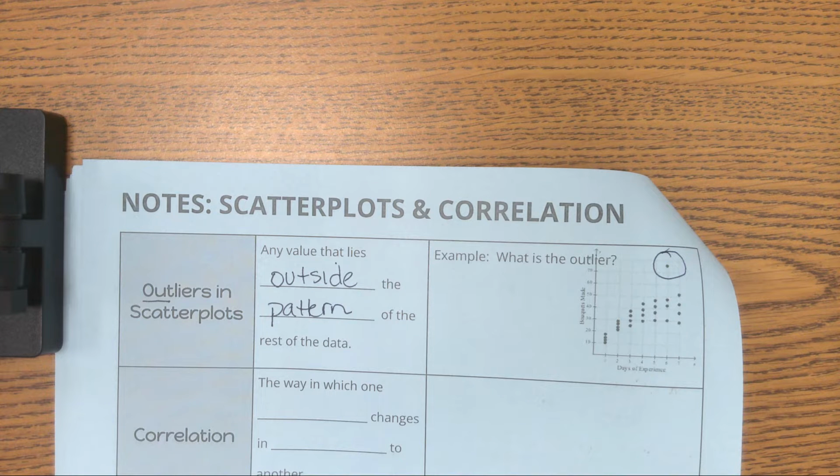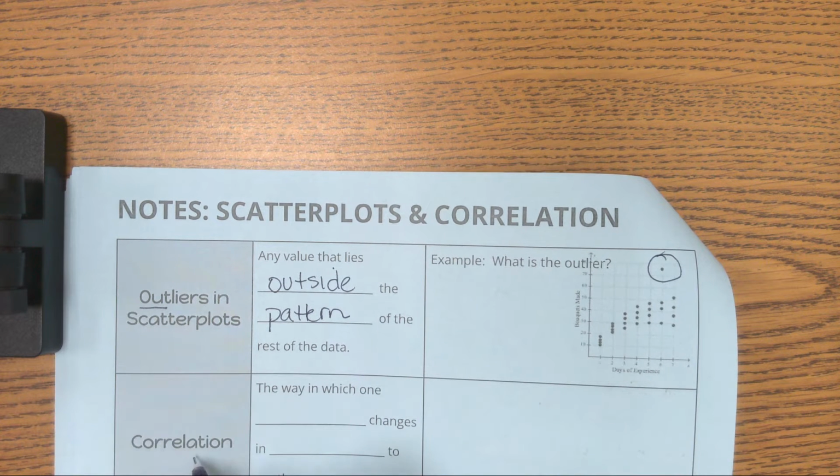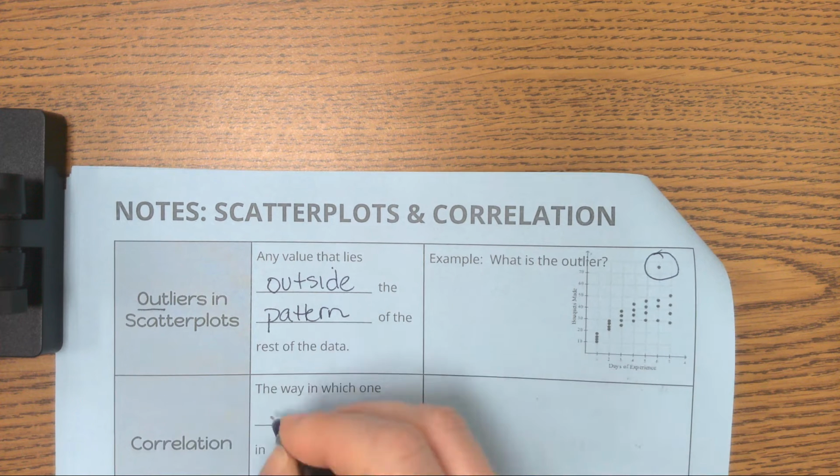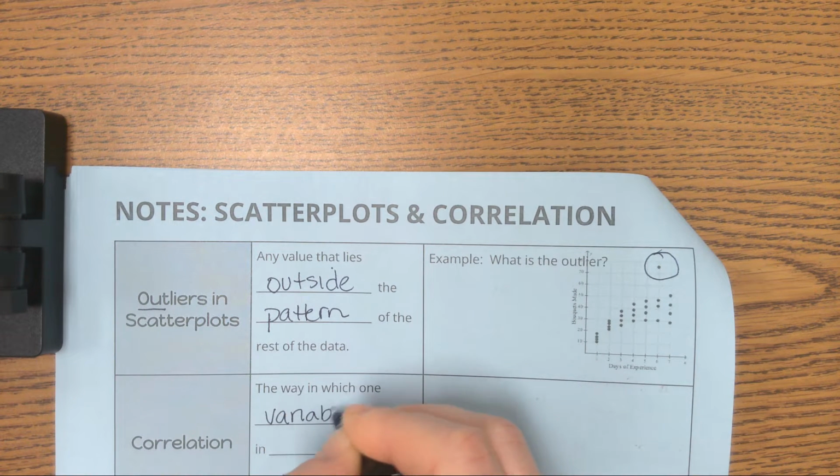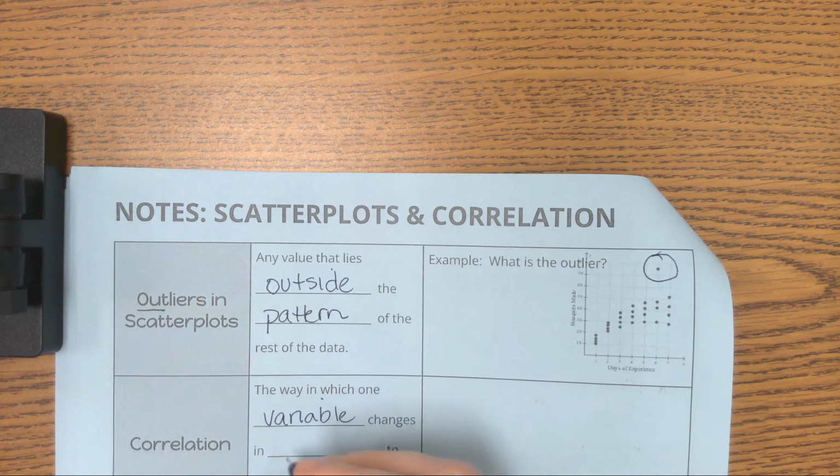So we also have something called correlation. Correlation just means the way in which one variable changes in relation to another.